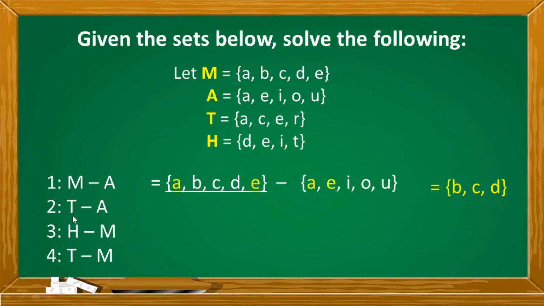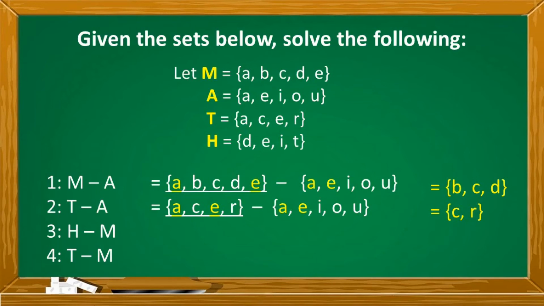Number 2, T minus A. We have the elements of T minus the elements of A. Ano yung mga common elements nila? Correct, A and E. Eliminated or tatanggalin natin ang A at E from our first set. Ano ang mga naiwang elements ni set T? Correct, C and R. Next, number 3, H minus M.